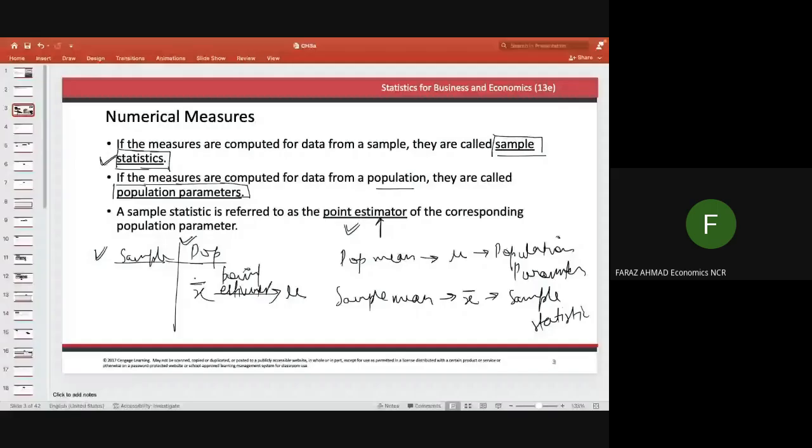And this concept of estimator links the concept of mu and X bar. So we call our X bar a point estimator of mu. So our X bar, which is a sample statistic, is a point estimator of mu, right? So if I ask you what is an estimator, what would be your answer?